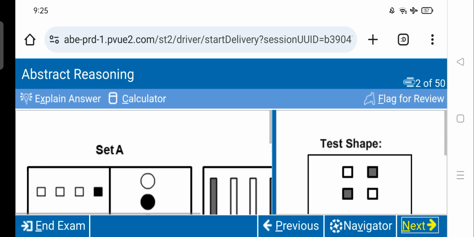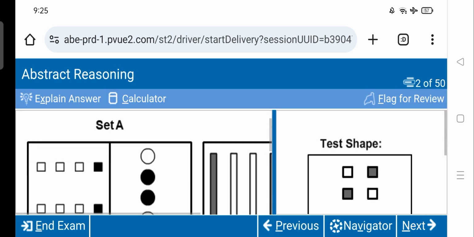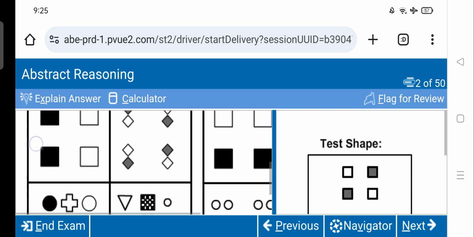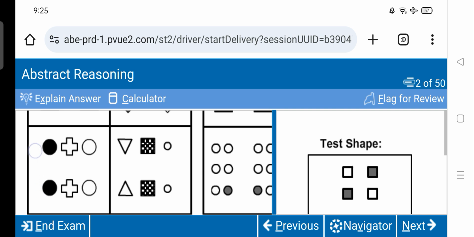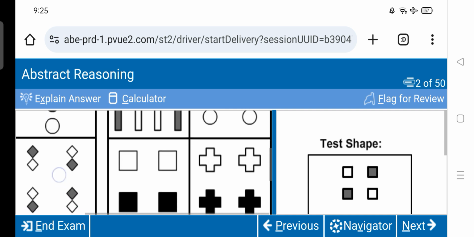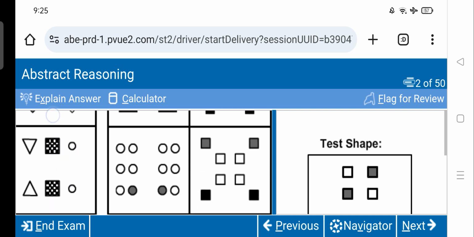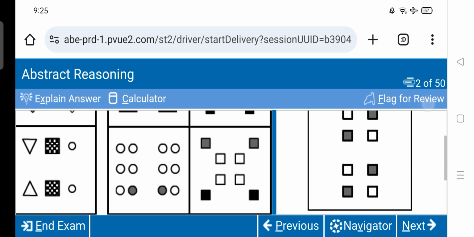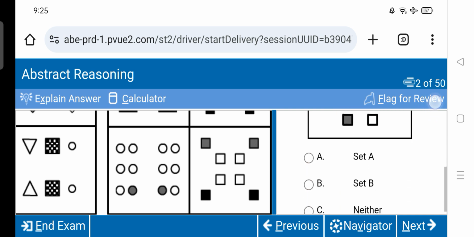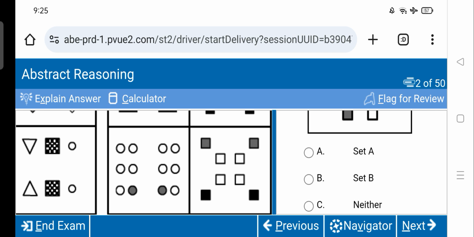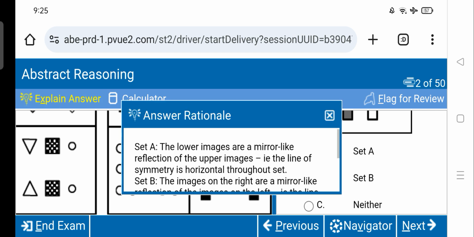Next question, we have again some shapes with set A. First we will take a look at this one, and then we have some shapes in set B. Here you can see. Now in the question form we have this test shape. Option A again set A, option B set B, option C neither.